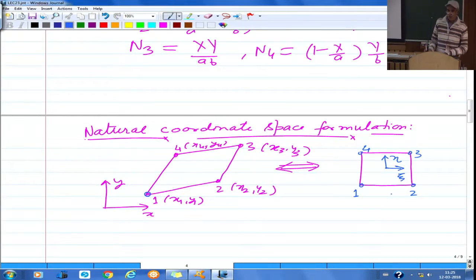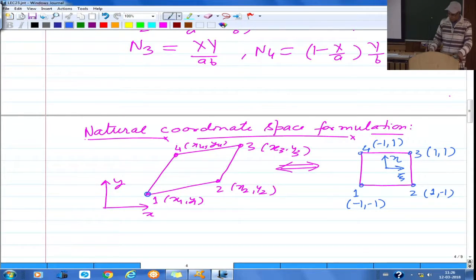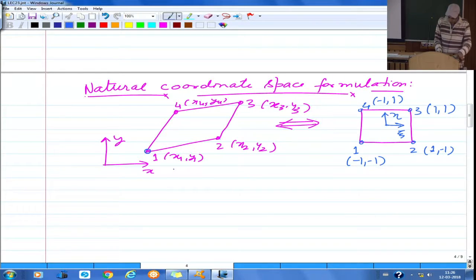Since xi and eta are both natural coordinates, they vary from -1 to +1. So the coordinates at this point are -1, -1. The coordinates at this point are +1, -1. Coordinates at this point are 1 and 1, and coordinates at this point are -1, +1. So these are the natural coordinates of these 4 nodes in the natural coordinate space. This is the physical coordinate space, and this is the natural coordinate space.